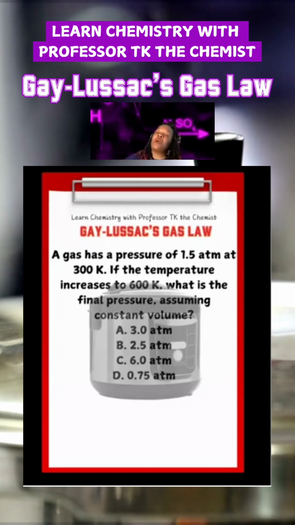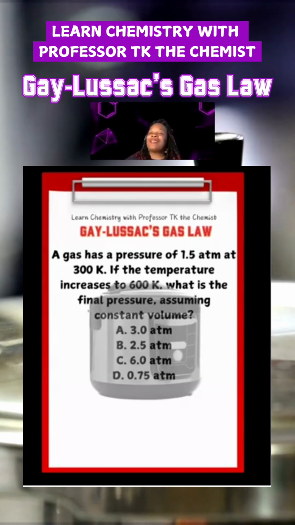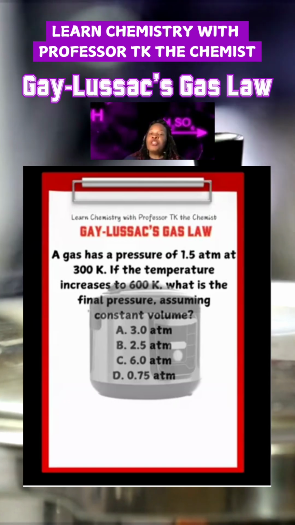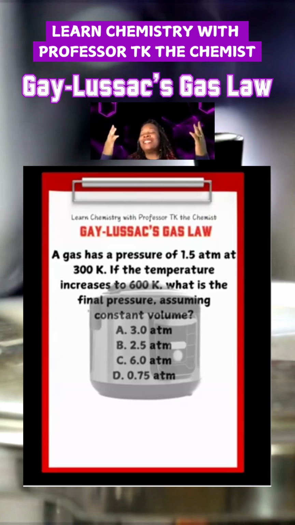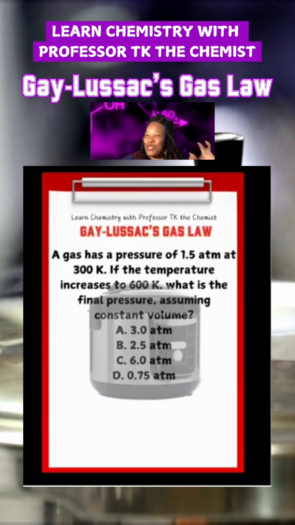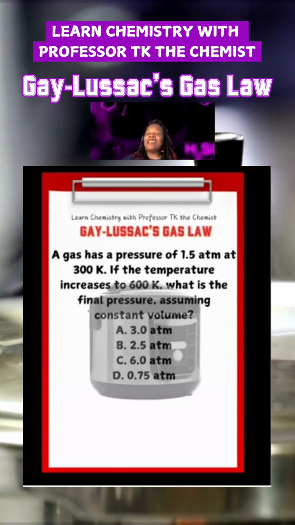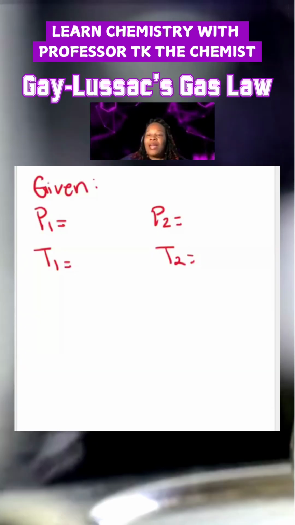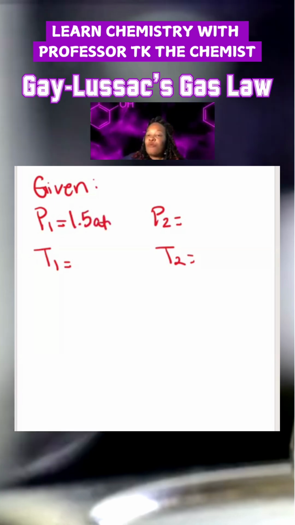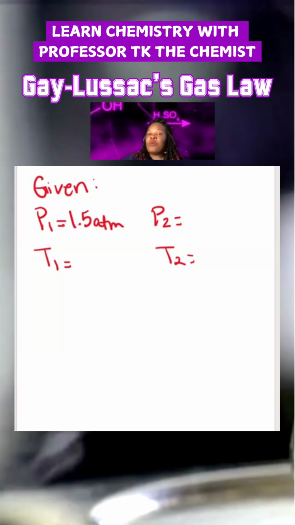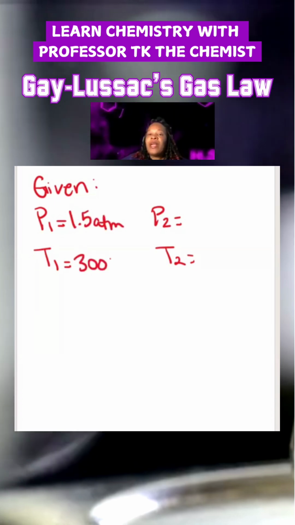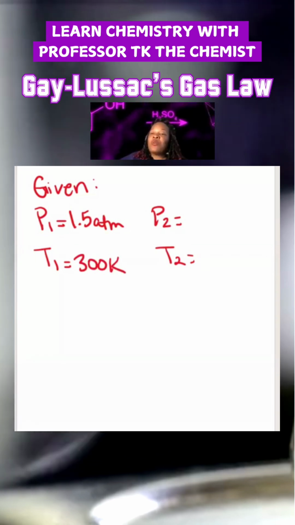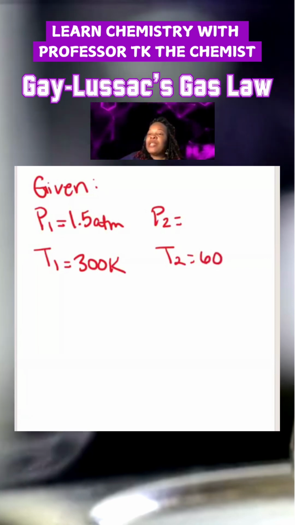Now, here's one thing you need to know. Whenever there are variables that are constant, that means they do not play a role in the actual problem itself. So for this particular case, we can kind of dismiss the volume and just focus solely on pressure and temperature. The first pressure reading that you got was 1.5 atm. The first temperature reading was 300 Kelvin. And the second temperature reading was 600 Kelvin because they told you it increased.